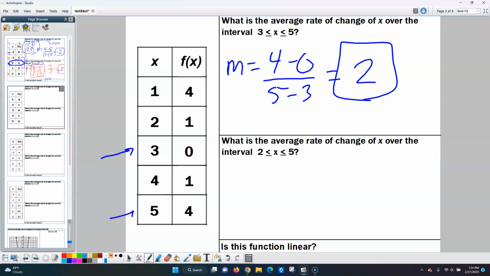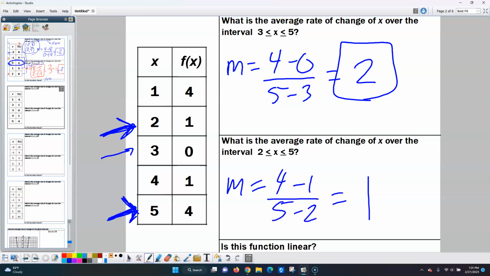Average rate of change of x over the interval 2 to 5. So I'm looking at 2, and then I'm looking at 5 right there. So my average rate of change is going to be 4 minus 1 over 5 minus 2, and I think that's going to be 1. 3 over 3 would be 1. Is this linear? No, it's not going to be linear.